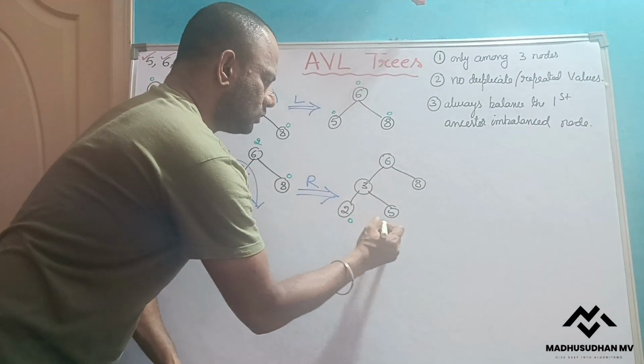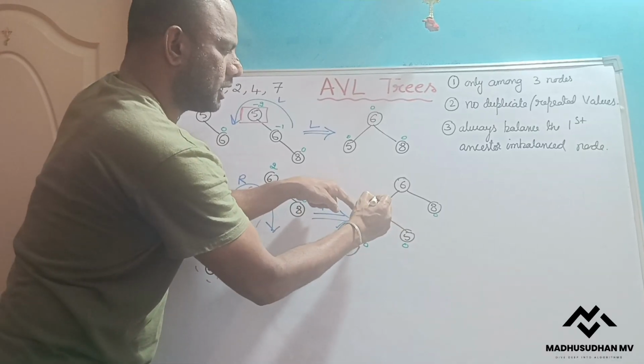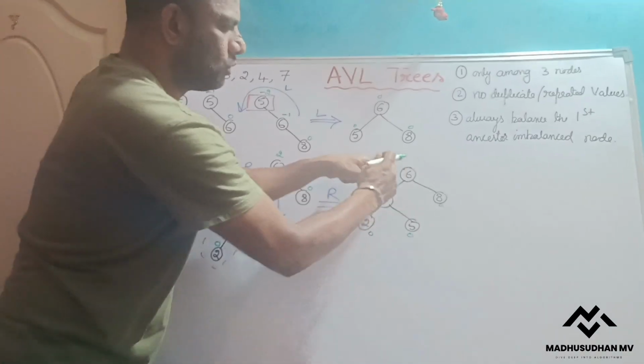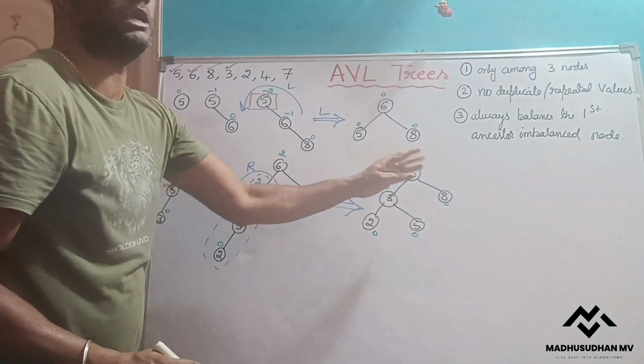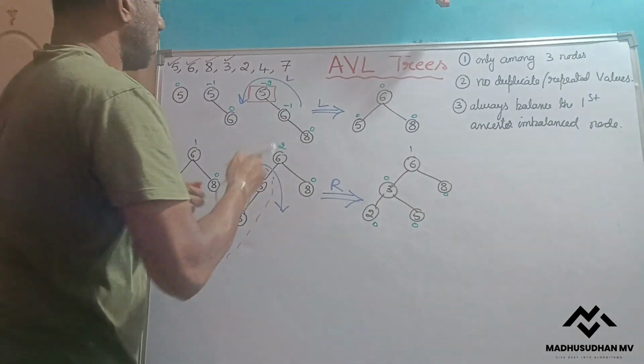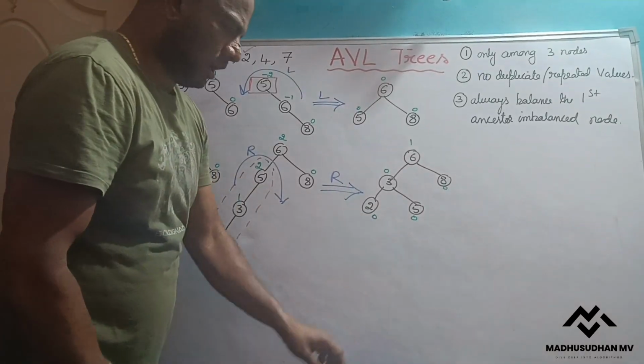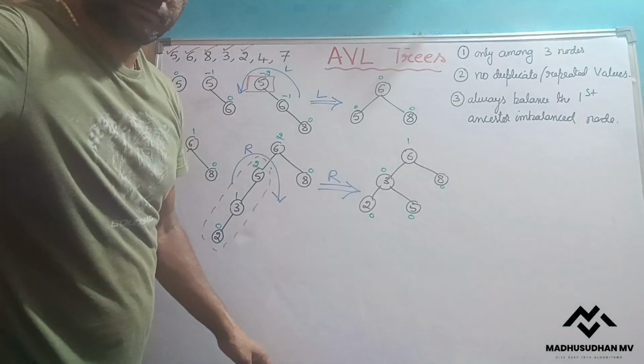Leaf nodes 0, 0, 0. This one, 1 edge, 1 edge, 1 minus 1, 0. 1, 2 edges, 2 minus 1, 1. Perfectly balanced. Now 2 is also inserted. Next, check with the 4. Now I will rewrite this again.